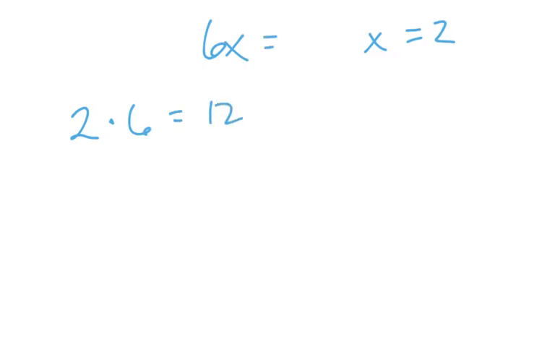Let's do, okay, so let's say I have 6x. So let's say x equals 2. So 2 times 6 equals 12. So it'd be like 6x equals 12. I'm not explaining this very well. So what I'm doing to 2 is I'm multiplying it by 6 to get to 12.